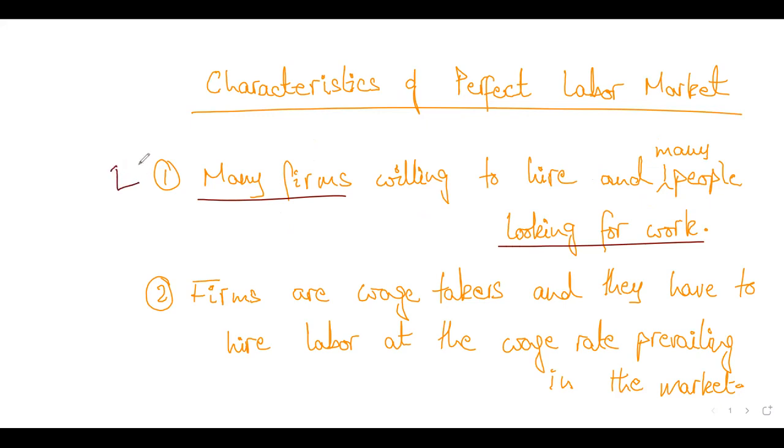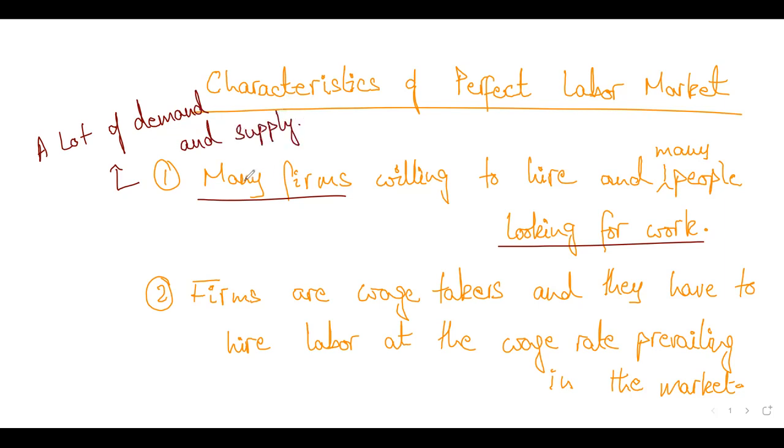So this first point says a lot of supply, because many firms means there are a lot of firms demanding labor. A lot of demand and supply, right? Is this making sense? A lot of demand and supply, right? Good on this.